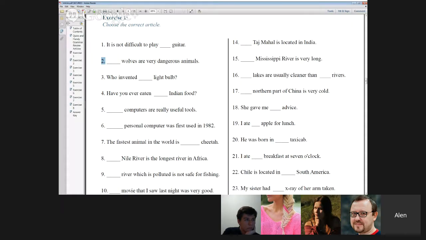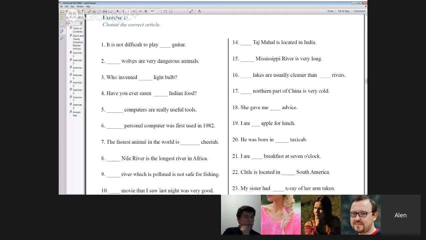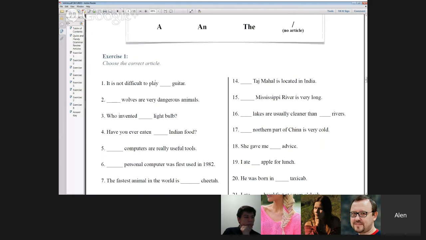Yes, good. So here, we're talking about wolves in general. If we use the, then we have to use wolf in singular: the wolf is a very dangerous animal. But the most common way to say it is without any articles: wolves are very dangerous animals. So sometimes we have to choose even this option, no article.